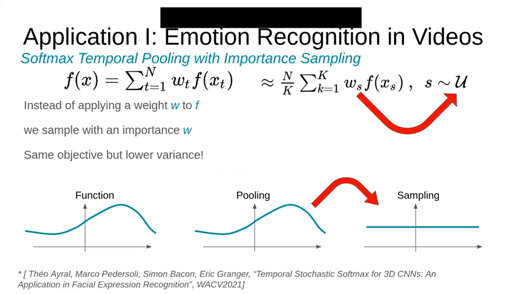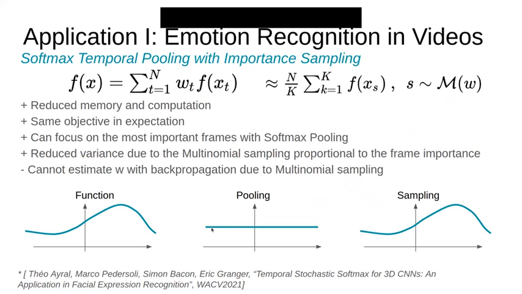So what we did is, instead of using the weight associated to each short clip of the video directly in the softmax pooling estimation, we move it to the sampling. What does it mean? Instead of sampling uniformly, we sample proportional to this weight. So you see here in the image, we have a pooling that is proportional to our scoring function, but we have a sampling that is uniform. And now what we will do is exactly the opposite. We have a pooling that is uniform.